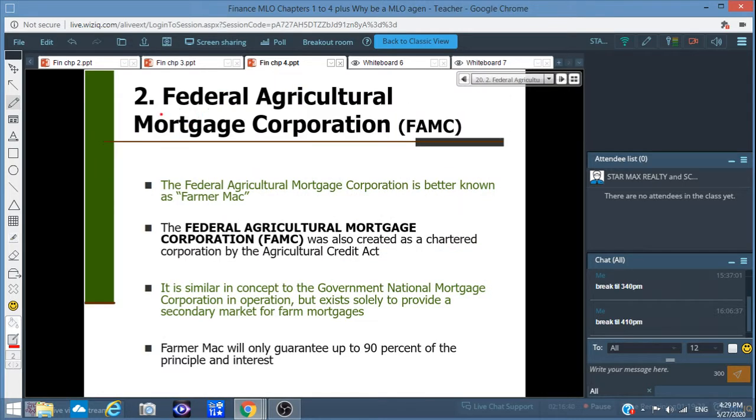Okay. They have another, it's called Federal Agricultural Mortgage Corporation. They call it the Farmer Mac, just like Freddie Mac. Okay, but it's for farming, right? Industry. It's created as a charter corporation by the Agriculture Credit Act.